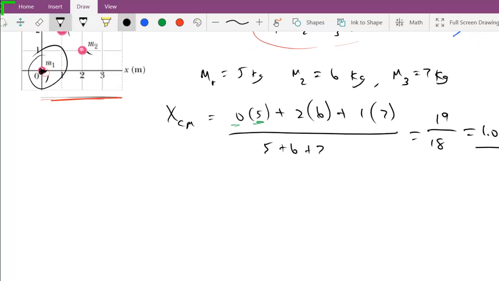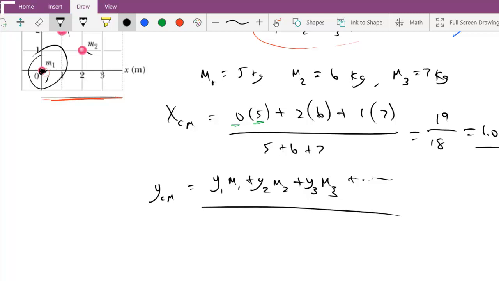And then the same thing with the y center of mass. For the y center of mass, we do exactly the same, except we use the y coordinate. So this would be y1 m1 plus y2 m2 plus y3 m3 plus and so on if we have more, divided by just the sum of all the masses.